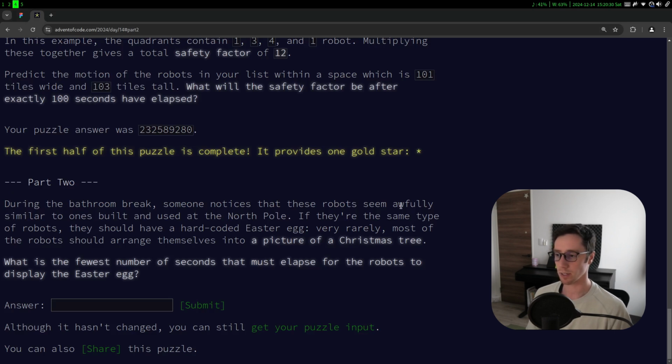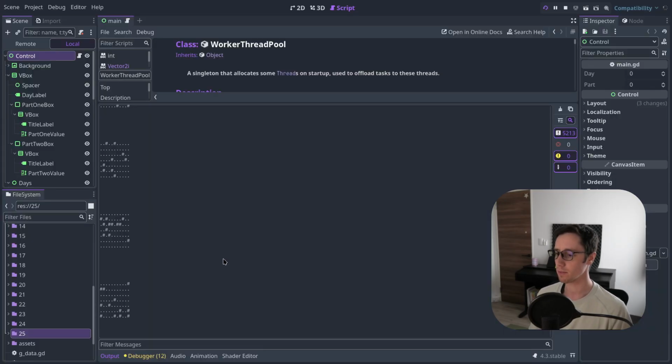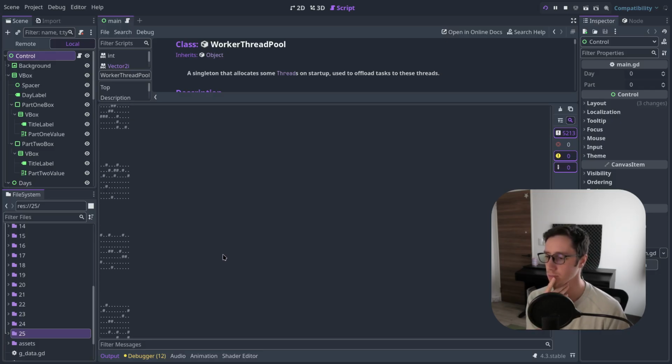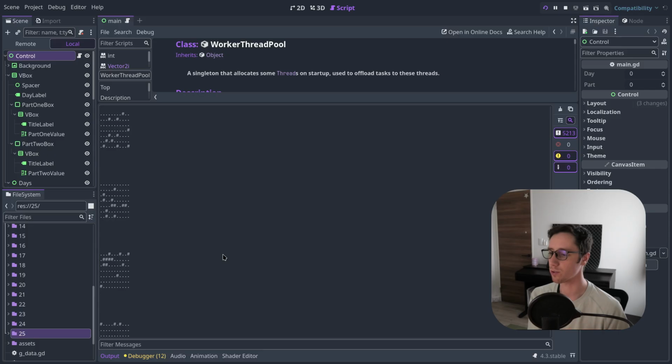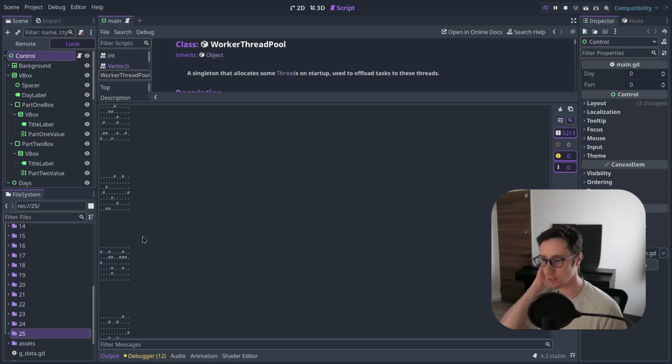So if they're the same type of robots, they should have a hard-coded Easter egg. Very rarely, yeah, apparently very rarely. Most of the robots should arrange themselves into a picture, so not all of them. So wait, how big are we talking if we talk about most? Like this? This is supposed to be a Christmas tree?